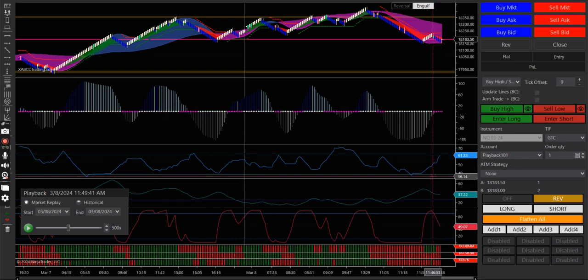Here, these two lines need to be converging. They need to be sloping towards each other. And this is supposed to be below this line. And definitely this line is supposed to be below this oversold zone.